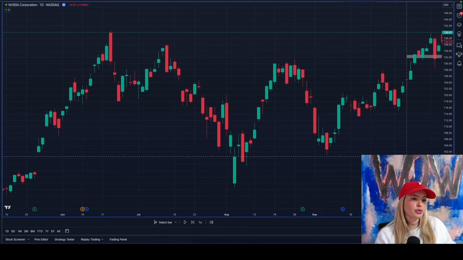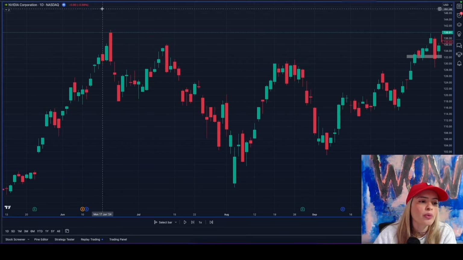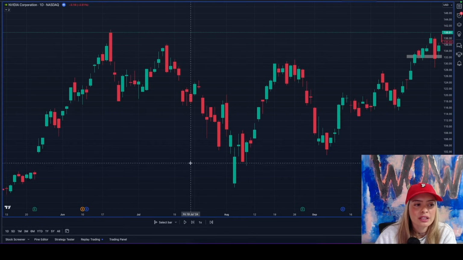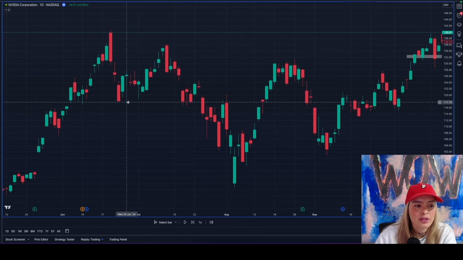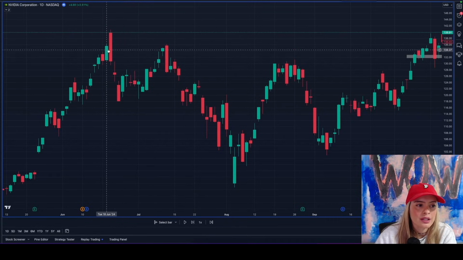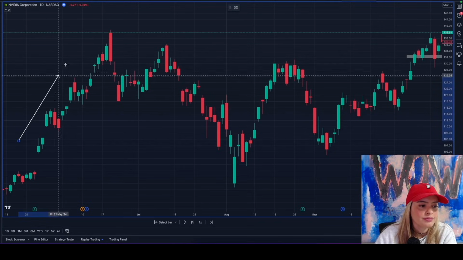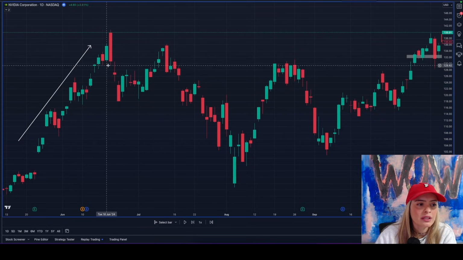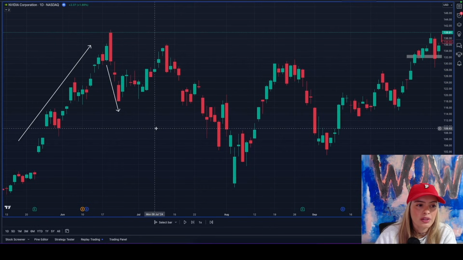How do we use what we learned here? Okay, so we can see here an engulfing candlestick and what happened after. We have a change of direction here. We had a clear uptrend. We have an engulfing red candle, and then the market just went down, right?